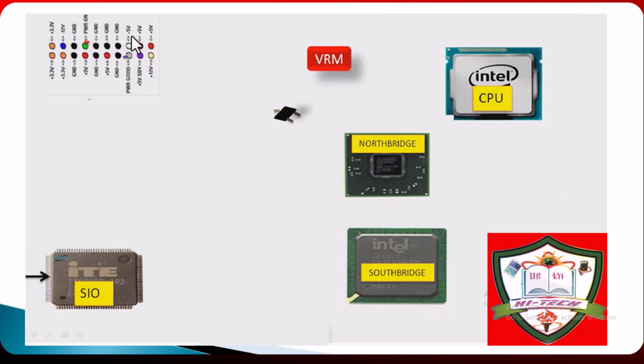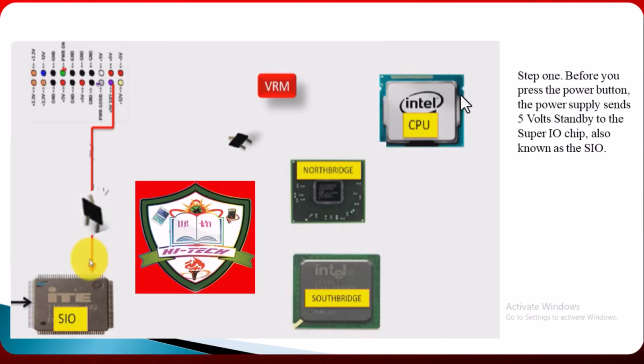So this one is the SIO. This SIO is used for power management. Also, the power button is directly connected to this. This one is the South Bridge, North Bridge, CPU.